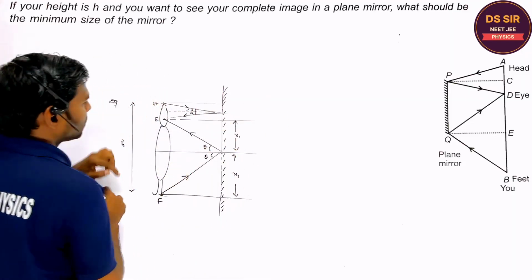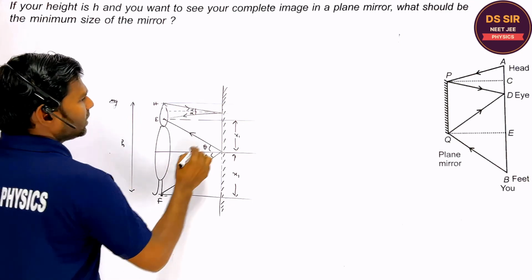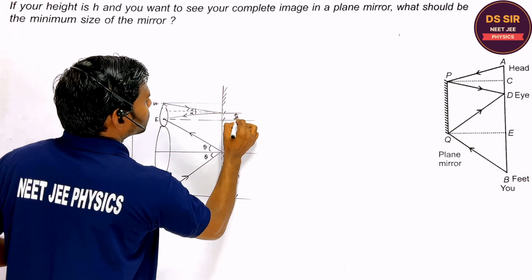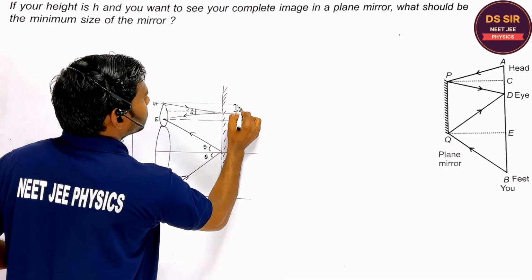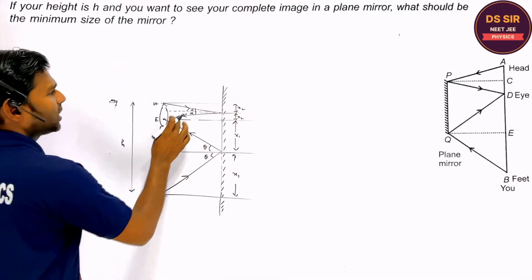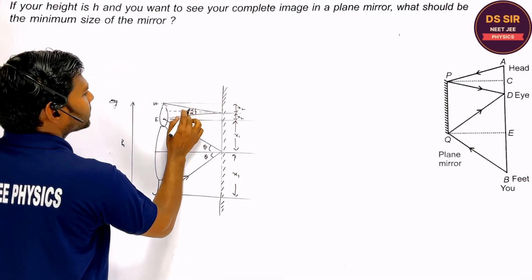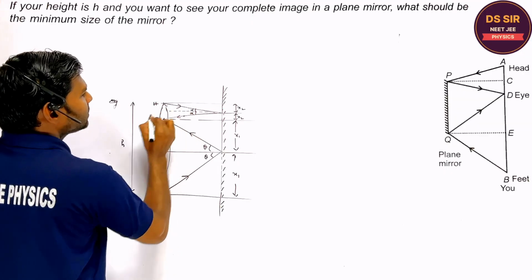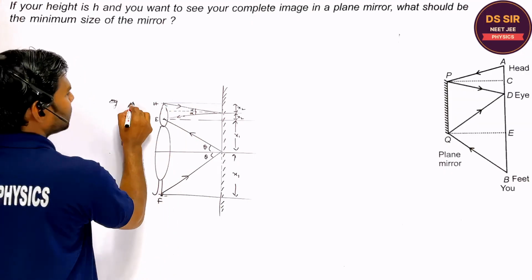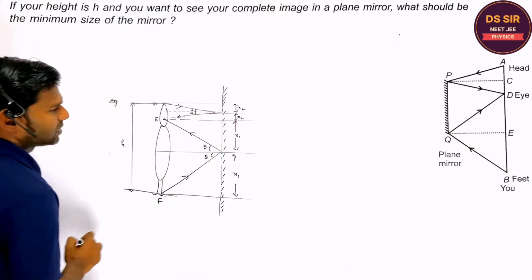So look at the figure. If this distance is x2, this distance must be x2, because the triangle is a similar triangle, right? This angle is alpha, like this. You understand this thing or not, you tell? Right. So this is the way.